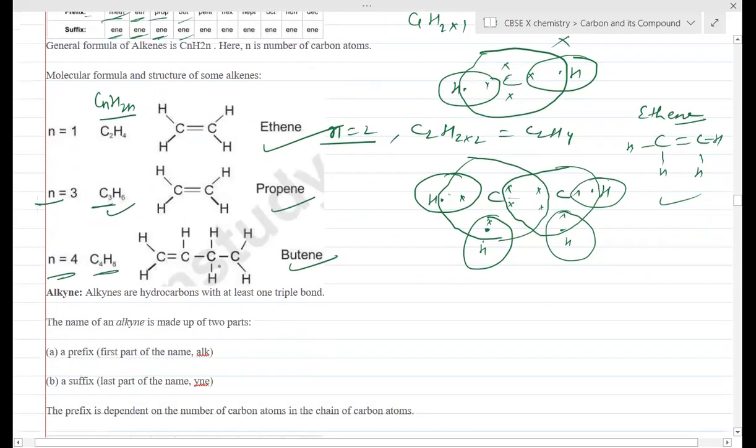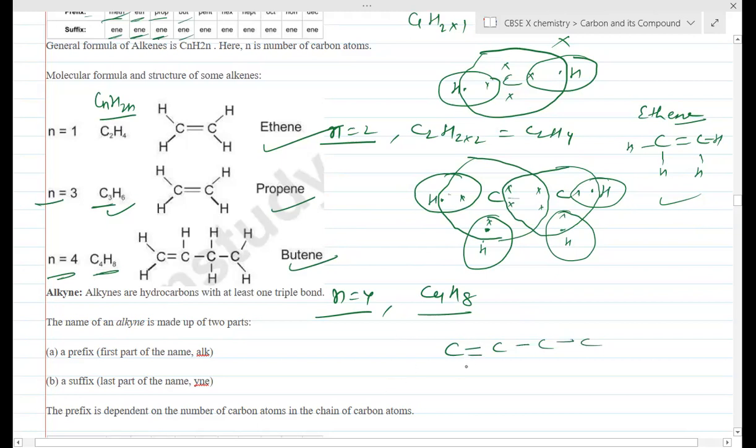So suppose I am drawing here n is equal to 4. The structure is what? The formula is C4H8. How to draw? First you write 4 carbons, 1 2 3 4. Put single bonds between them. Anywhere you can put the double bond between any 2 carbon atoms.